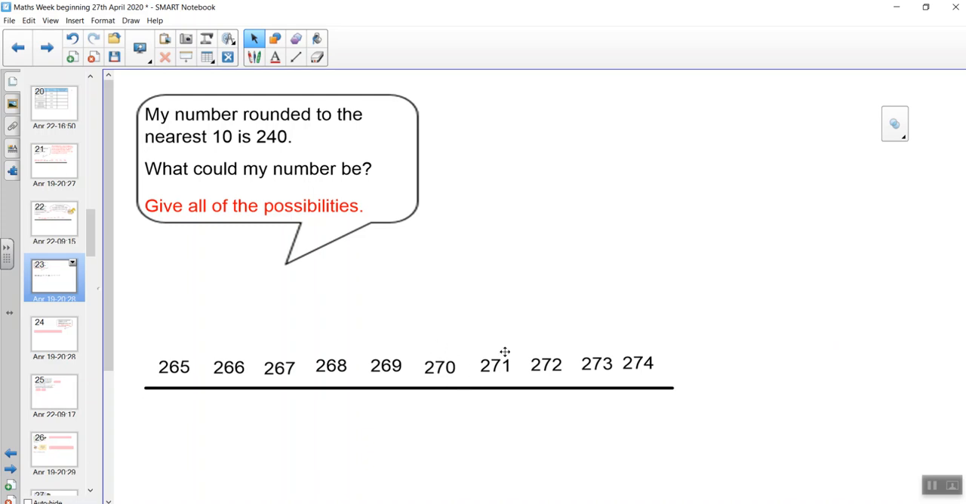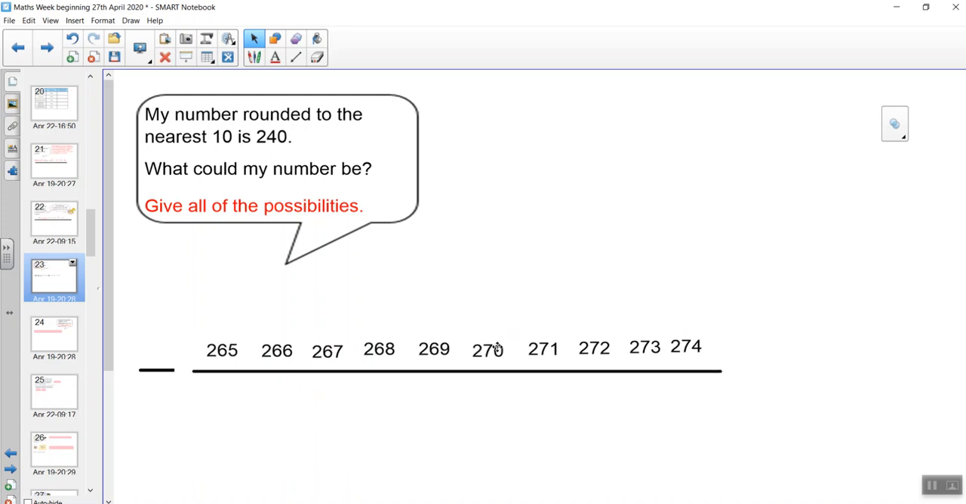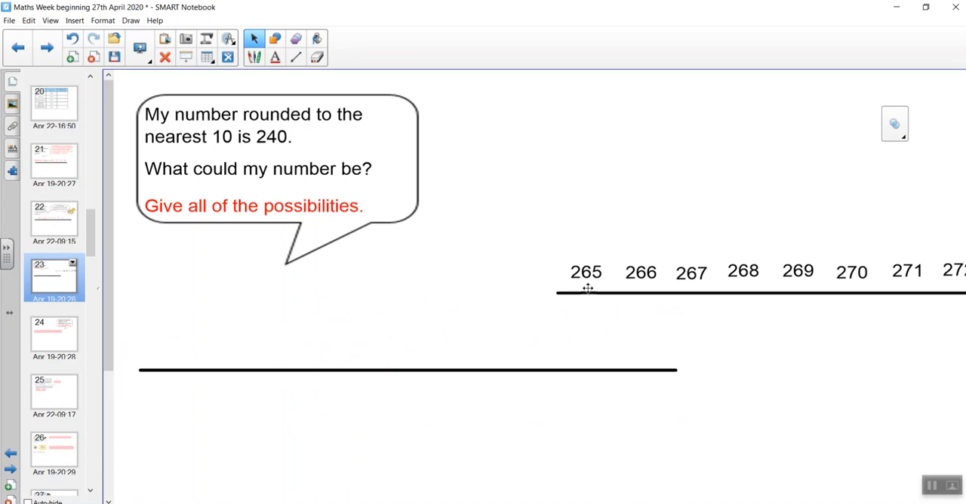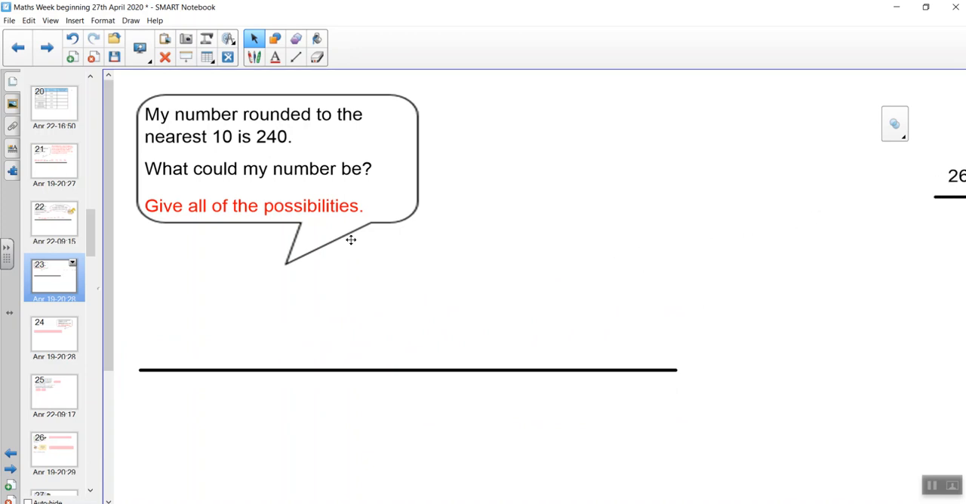And on my number line, I started. Oh, I think I've made a mistake here, haven't I? This says 270. My number here says 240. So I think I might need to do some changing of this one. Let's have another look at it. Let's do it together.